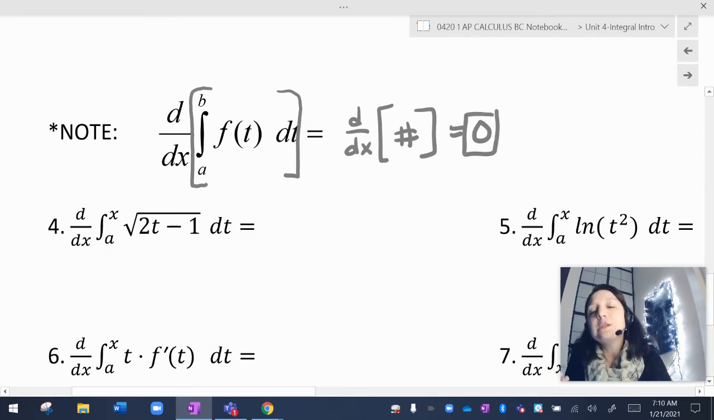So you do need to look at what you are differentiating. Is it the integral from a to x? If so, use the rule. If not, don't use the rule and think about it a little bit more.